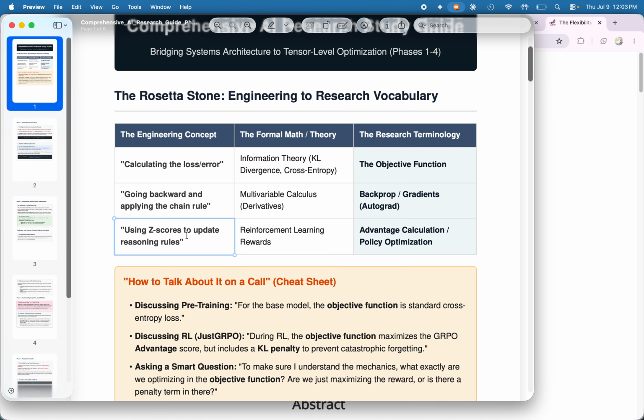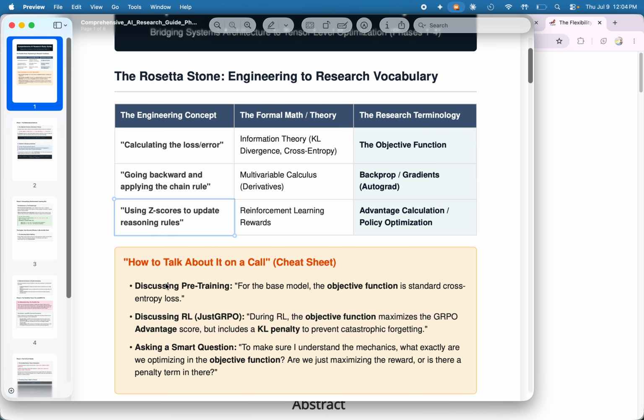Engineers call it the raw term, using just code to update the weights. But in formal theory, they call it rewards, reinforcement learning rewards. In research terminology, they call it advantage calculation or policy optimization. Why do they call it policy? Researchers call the model's predictions the policy. They won't call them predictions; they call it policy. So here we are updating the policy. Policy is nothing but the weights, basically. So we are updating the weights, and those weights are nothing but the policy. So: policy optimization or advantage calculation. Just understand these things.